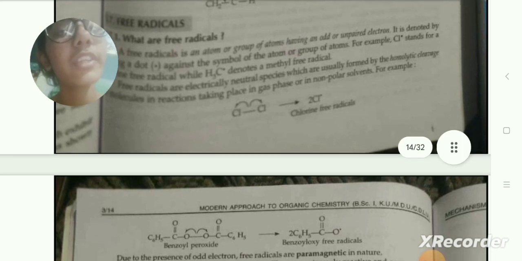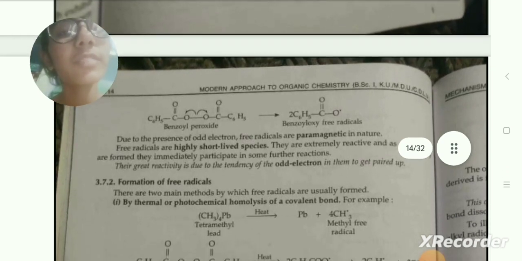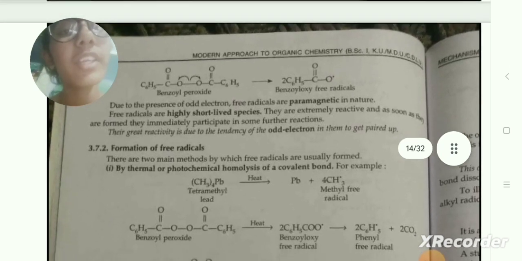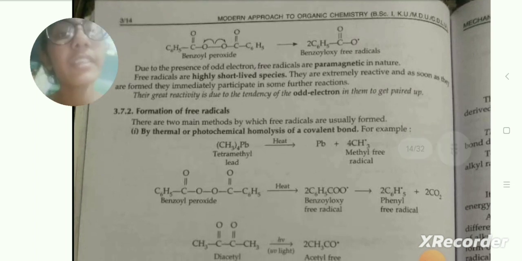Radicals are electrically neutral species which are usually formed by homolytic cleavage in reactions taking place in the gas phase or in nonpolar solvents. For example, Cl-Cl gives two Cl free radicals, chlorine free radicals. Due to the presence of odd electrons, free radicals are paramagnetic in nature. Free radicals are highly short-lived species. They are extremely reactive, and as soon as they are formed they immediately participate in some further reaction. Their great reactivity is due to the tendency of the odd electron in them to be paired up.